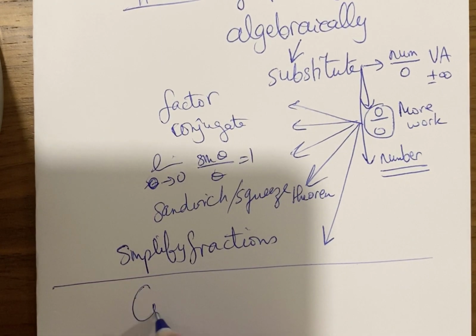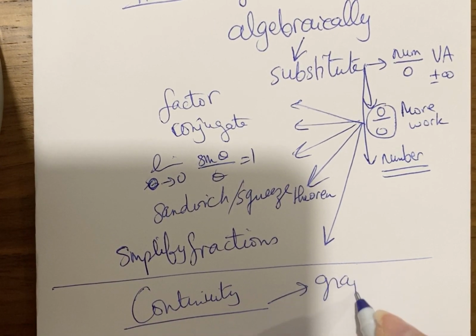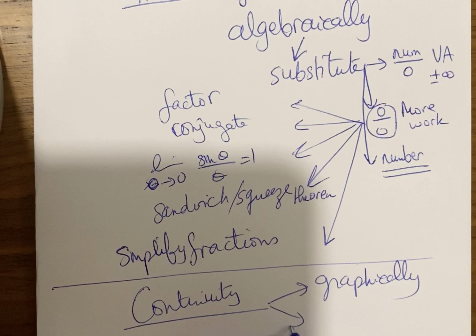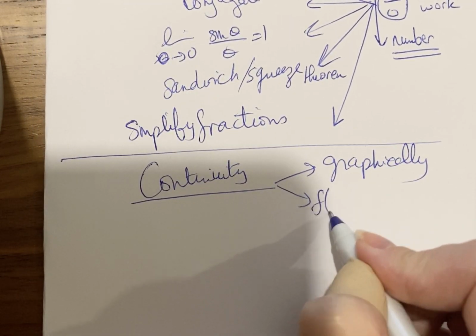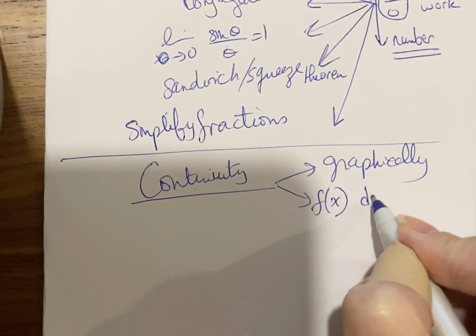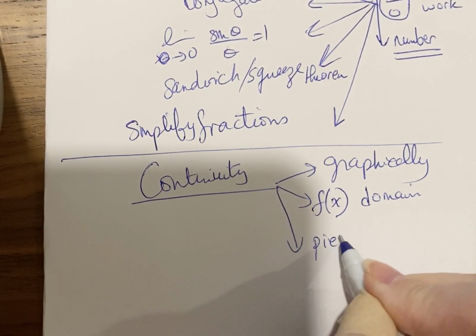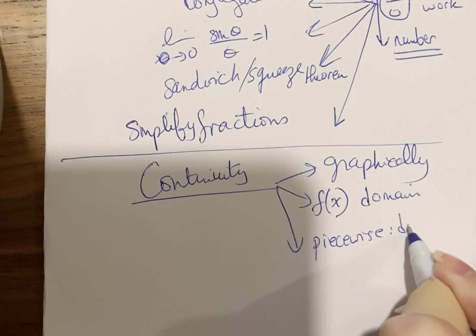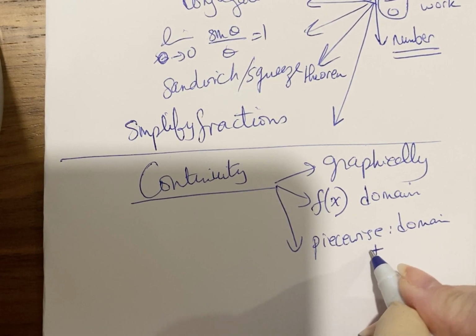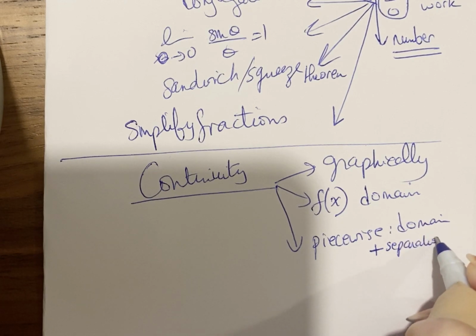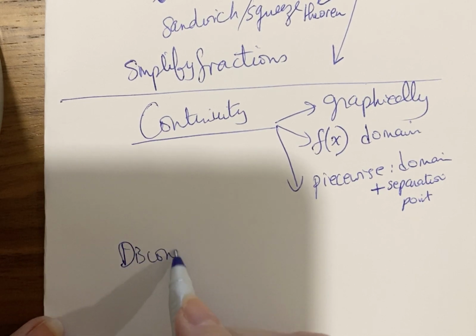After talking about limits, we talked about continuity. Also, you need to talk about continuity graphically, and you have to talk about continuity analytically. We said that when we are talking about a function f of x, then continuity means finding the domain. But when we talk about piecewise functions, we find the domain of pieces, but on top of that, we need to look at the separation point.